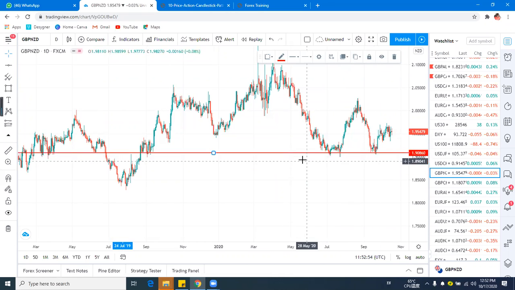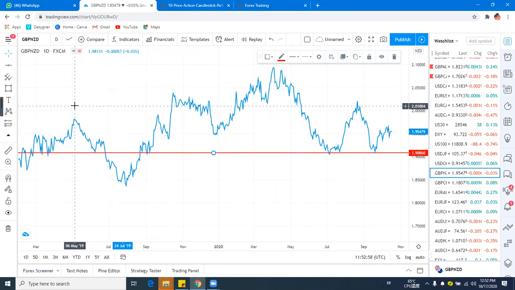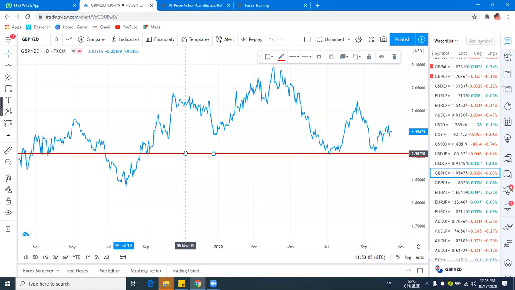Now, a way to draw support and resistance that will make it easy, because you say, isn't it breaking? Let me show you. You will change your chart to line charts. Your eyes will be clear. You will see everything. Now, look at it. We have a zone here. This is the best way to draw your support and resistance.